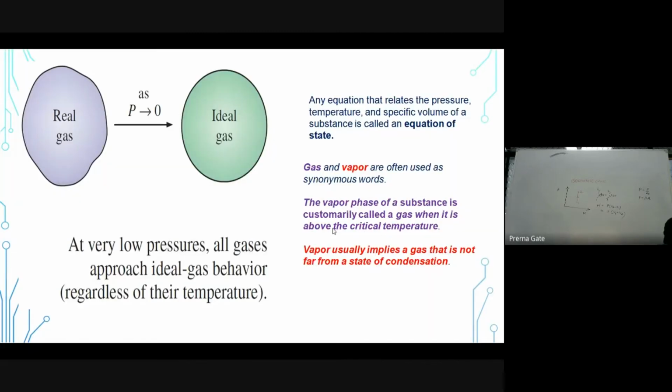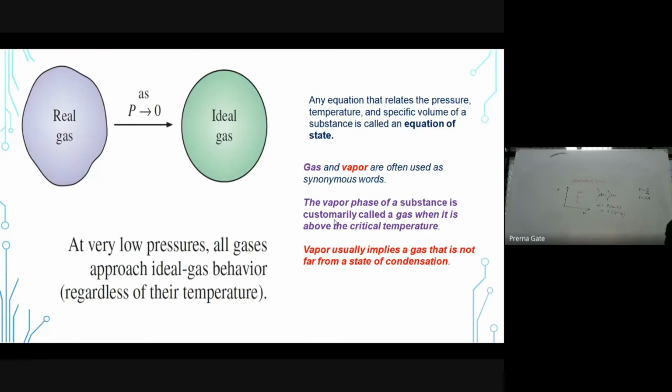Now, gas and vapor are often used as synonyms. You can see on the screen that a real gas will approach ideal gas behavior as the pressure approaches zero. From this you can infer that at very low pressure, all gases approach ideal gas behavior regardless of their temperature. So a real gas can be assumed to be an ideal gas at very low pressures, regardless of its temperature.